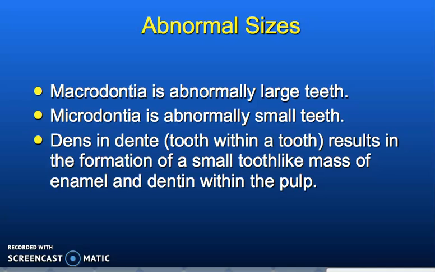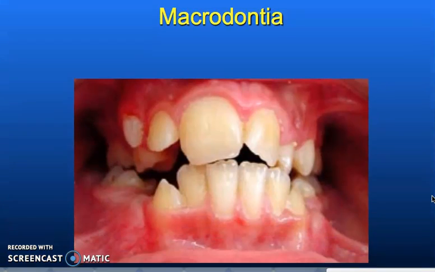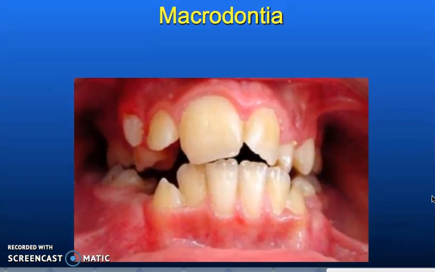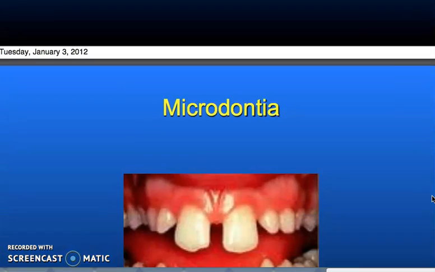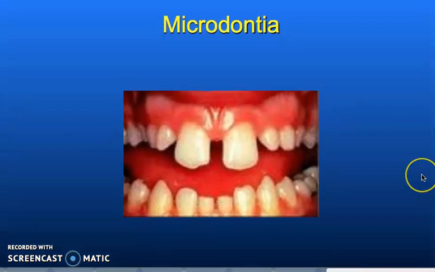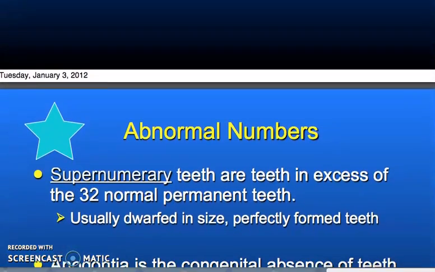So macrodontia, microdontia. This is macrodontia. This is abnormally large teeth. Then microdontia, abnormally small teeth. So you have the centrals here being normal size, and everything on each side is very small, and here you have two very small central incisors.